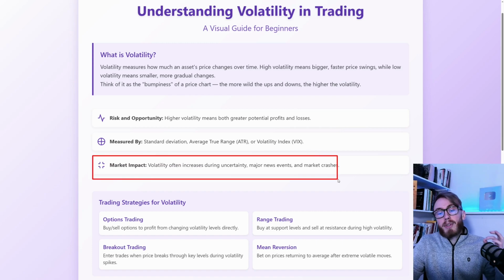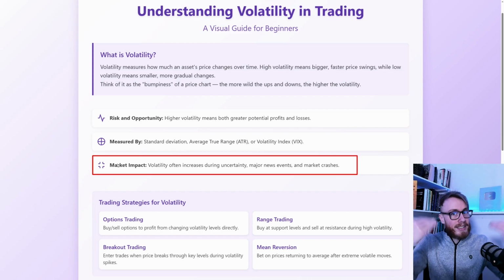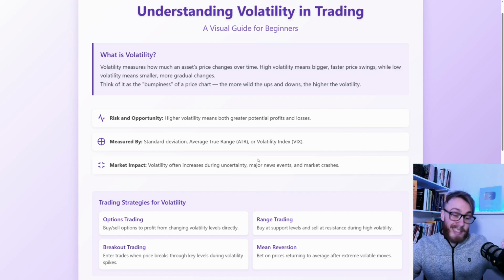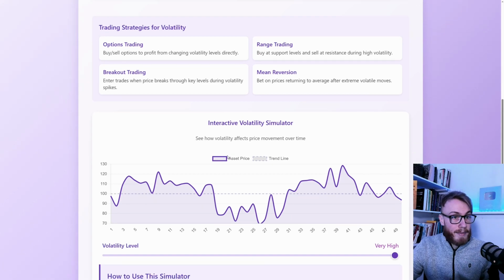And here, one important thing to note is that volatility often increases during uncertainty, major news events, and market crashes. So for example, recently, if you have been following the crypto market and the stock market, there is a lot of uncertainty regarding, for example, tariffs. So lately we have been seeing lots of volatility. And in general, the more uncertainty in the market, the more volatility we see.